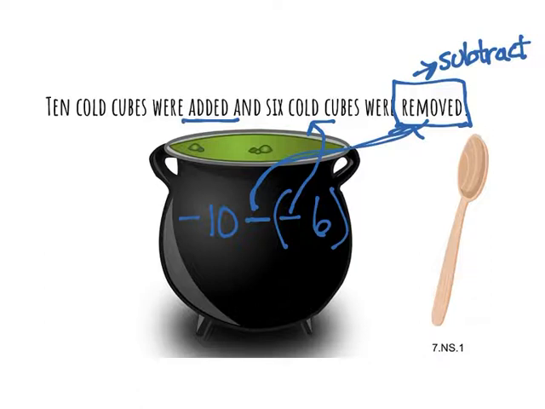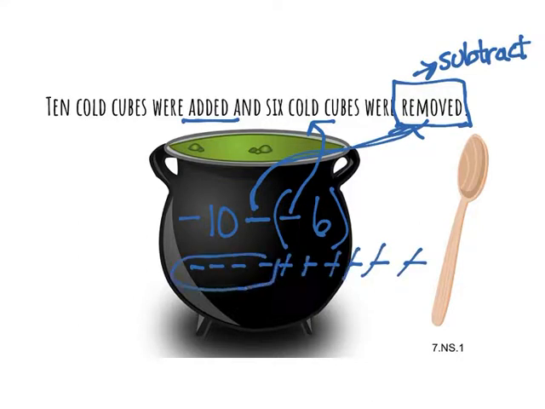We said that if we have negative 10, 1, 2, 3, 4, 5, 6, 7, 8, 9, 10, and we need to remove 6 of the cold cubes, let's just take them out. We're just removing 1, 2, 3, 4, 5, 6. How many are we left with? We're left with 4 cold cubes. So our final answer is what, class? Negative 4.